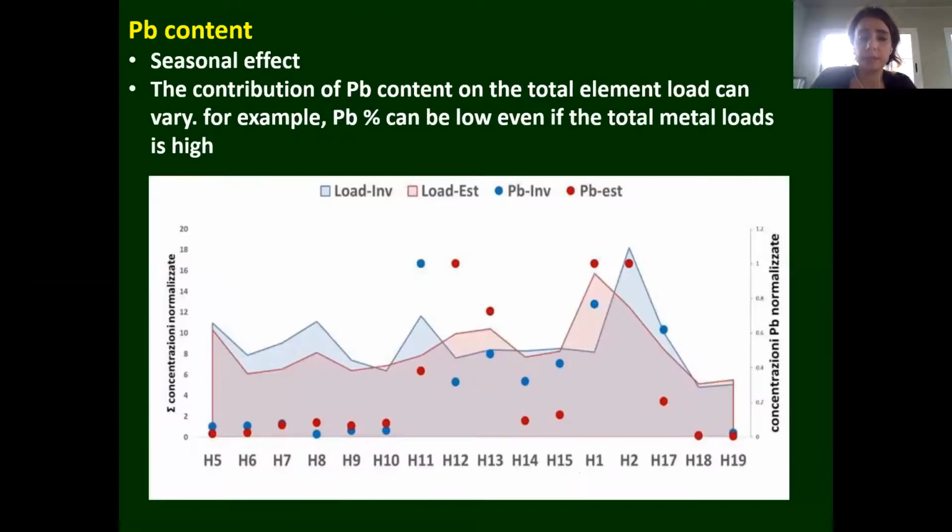Another particular data point we analyzed, of course, was lead, because this industry was specific for the lead battery recycling process. We saw that there was a seasonal effect of accumulation of lead, and we also saw that the percentage contribution of lead can vary not only among seasons, but also it can be low, even if the total metal load at a specific point is high.